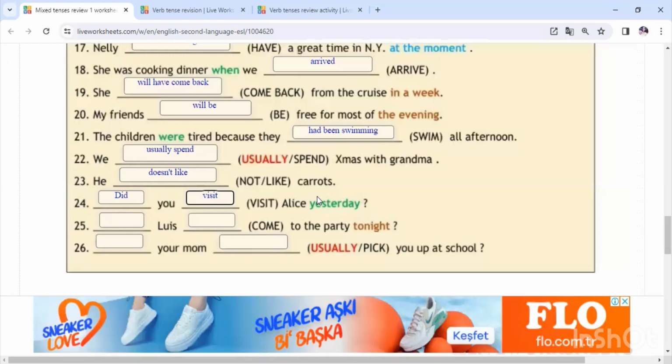Hocam bu baştaki ne soracağım ben anlamadım. Hangi fiili getireceğimi. Okay, Deniz, you have a clue here: tonight. If you say tonight, it means you're talking about bu gece. Will Luis come to the party tonight? Because we are talking about the future. Maybe if it is planned, you can also say, is Louis going to come? But you can also say, will Louis come? Both of them are correct according to the situation, okay? Could you please translate?